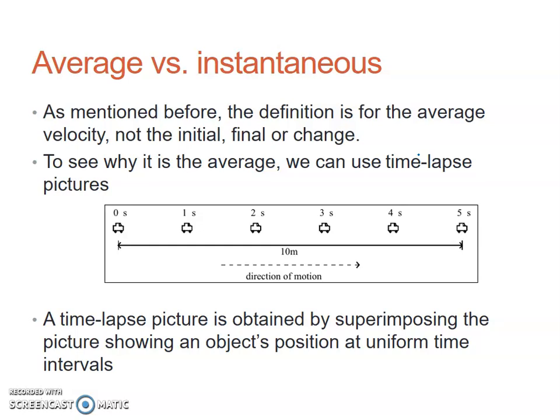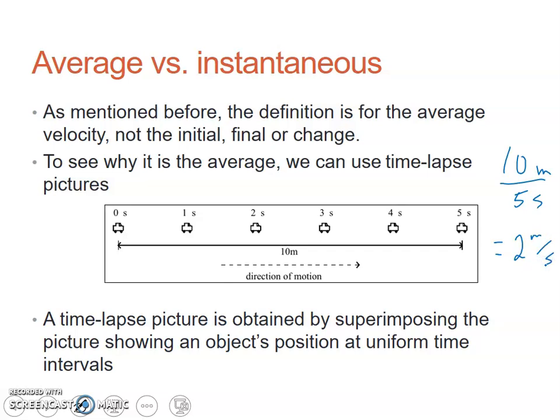Now, is this car going at a uniform rate? Is the velocity a uniform thing? Well, it goes 10 meters in 5 seconds. So that means the speed, which is the magnitude of the velocity, should be 10 meters divided by 5 seconds, and that should be 2 meters per second.